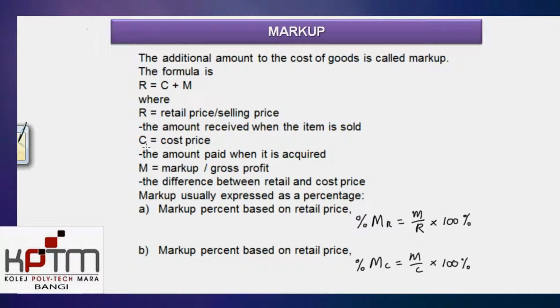Next is cost price, C, the amount paid when it is acquired. And markup or gross profit, M, the difference between retail and cost price. Markup is usually expressed as a percentage. First, markup percent based on retail price. The formula is percent MR equals M over R multiplied by 100%.